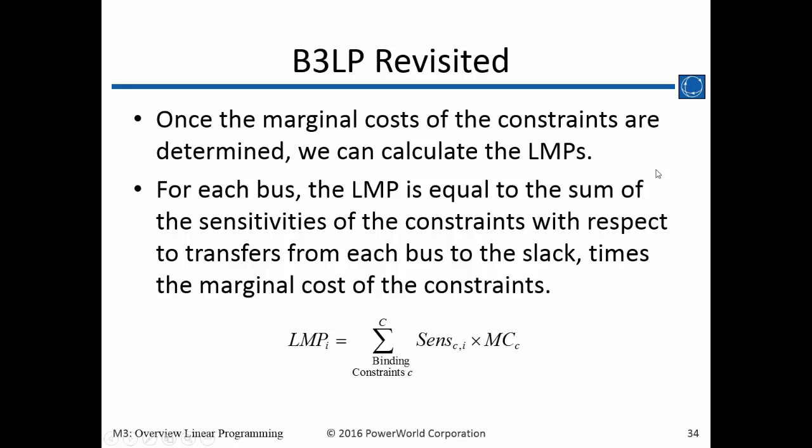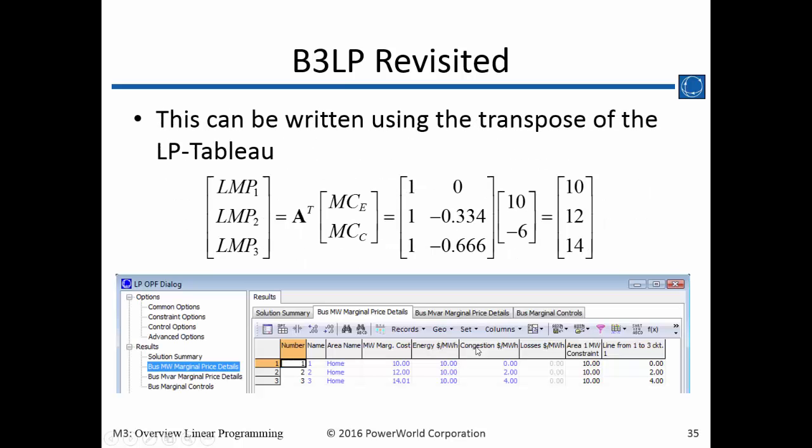Okay, and then once it has the marginal cost of the constraints, then it can calculate the LMPs. So the LMP is just the sensitivity times the marginal cost of the binding constraints. So for each of the 3 buses, we have these power balance sensitivities. They're just all 1 for each of the generators. These are the line sensitivity constraints, and then the marginal cost of enforcing power balance and the binding constraint. And so we just multiply those matrices together and get the 10, 12, and 14.